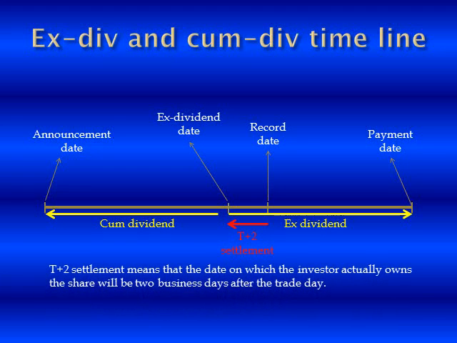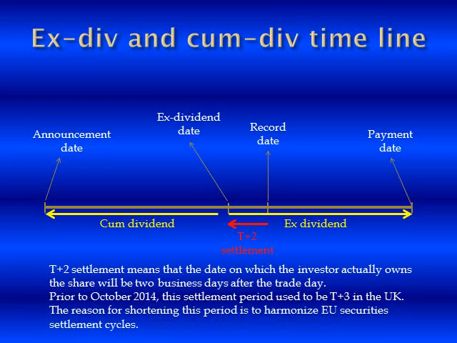T+2 settlement means that the date on which the investor actually owns the share will be 2 business days after the trade day. Prior to October 2014, this settlement period used to be T+3 in the UK. The reason for shortening this period is to harmonize EU securities settlement cycles.